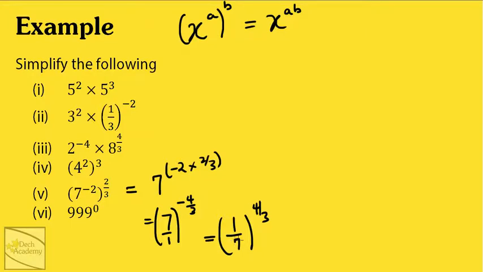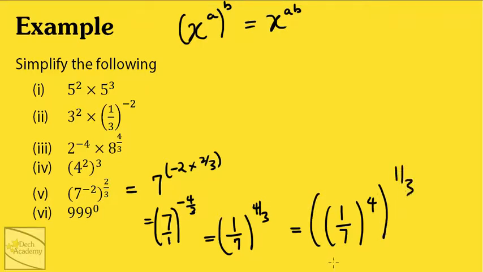Because this is a tricky expression, you can't really simplify it further unless you want to go ahead and say 1 over 7 raised to the 4, then the cube root of that. And this will give you 1 raised to the 4, which is 1, divided by 7 raised to the 4, all raised to the power 1 over 3. So the whole idea was just to get rid of this negative sign, and now we have no negative power. So we can really stop here.